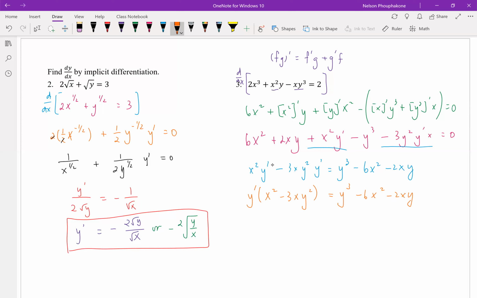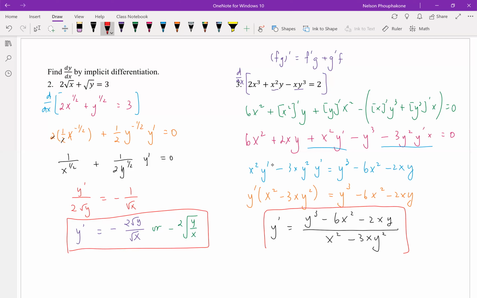Okay. And of course, the last step is we solve for y prime.